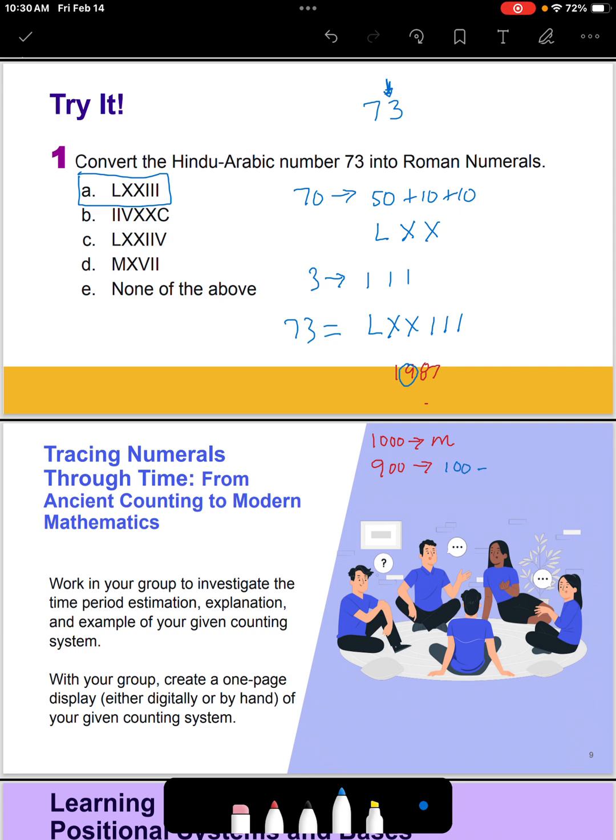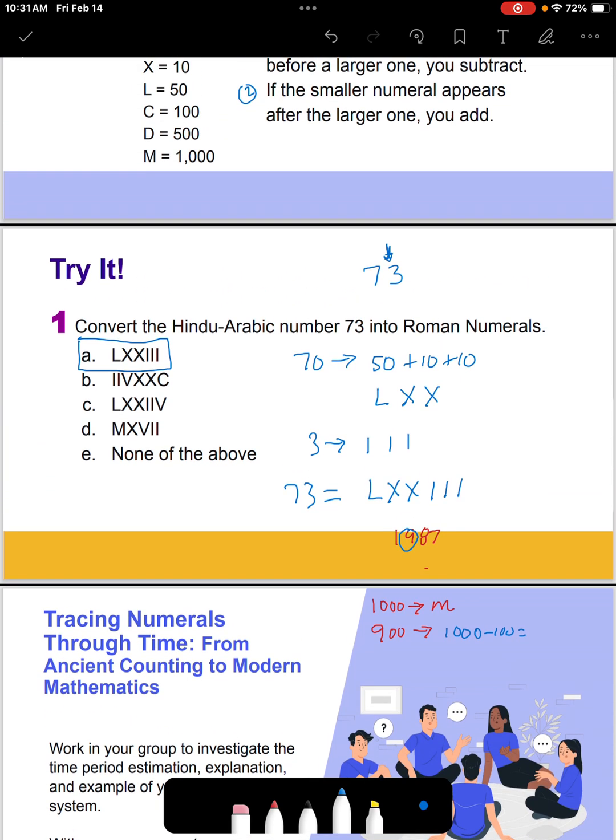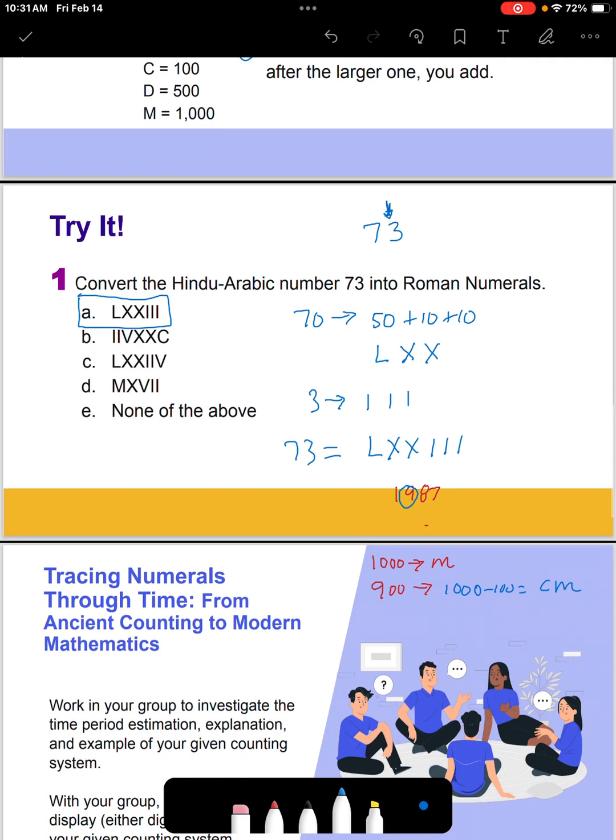Sorry, so subtract 1,000 minus 100 to get 900, and the way to write that would be CM. That's subtracting 100 from 1,000. So that's a CM. And again, it's a smaller numeral after a larger.